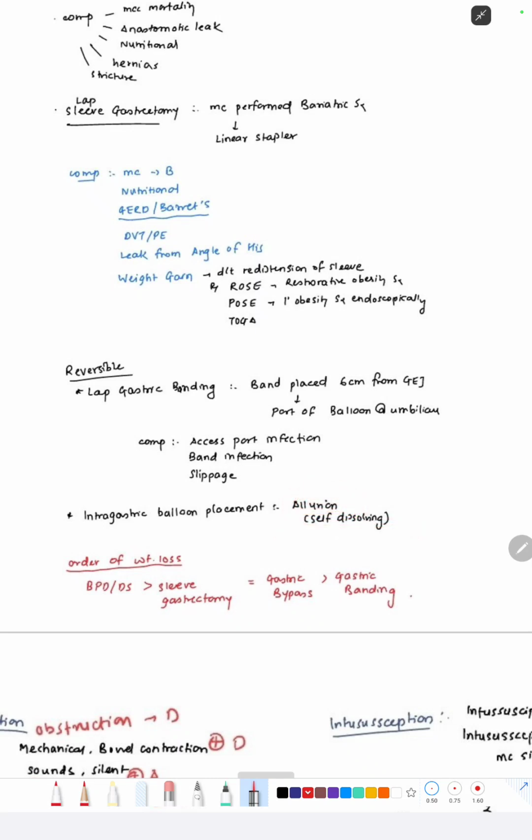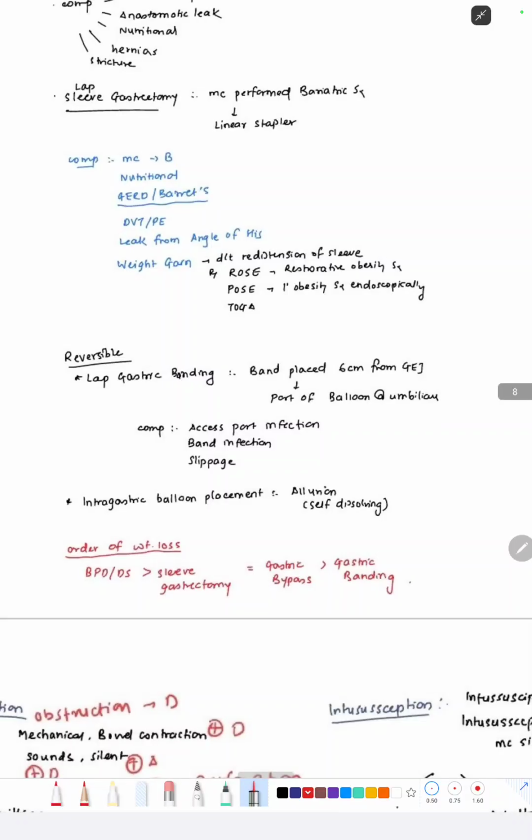So the order of weight loss is better in these irreversible surgeries like the BPD or the duodenal switch, followed by sleeve gastrectomy, which is equal to mini gastric bypass, and followed by gastric banding, which has the least weight loss. The next topic is upper GI hemorrhage.